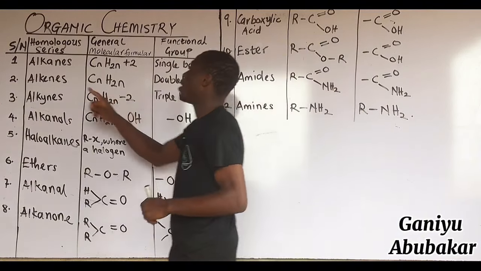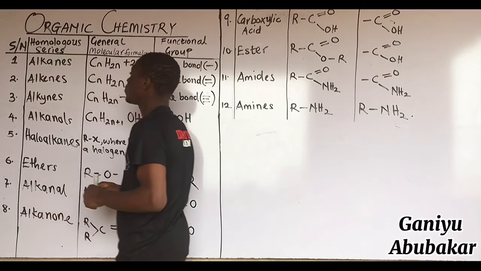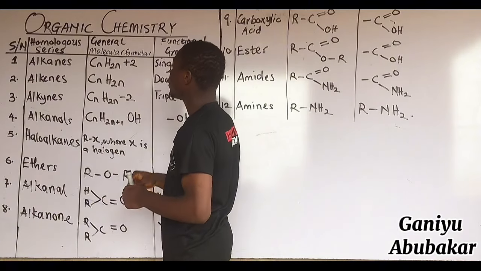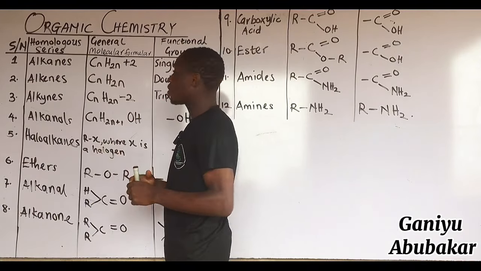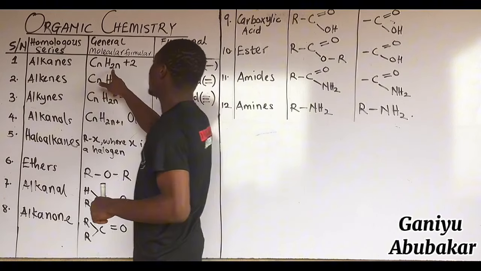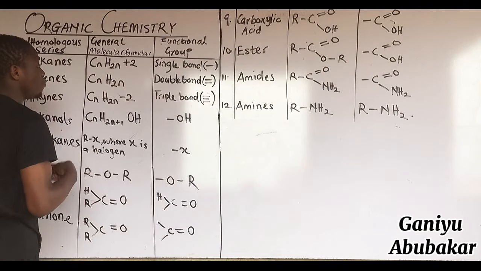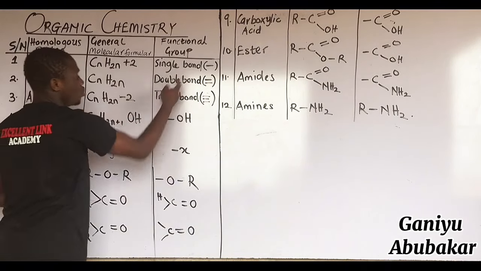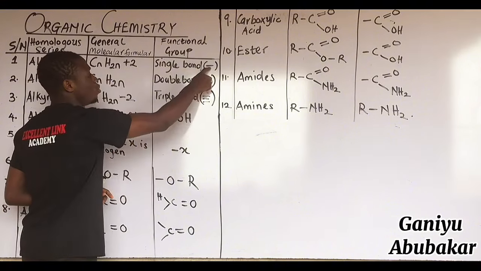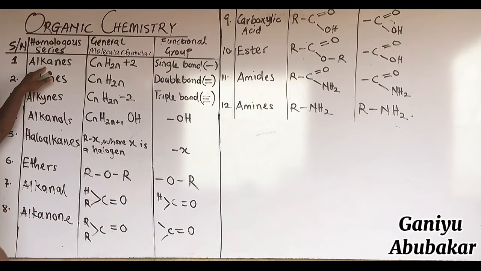So we start from the first one, the alkanes. The general molecular formula for the alkane is simply CnH2n+2, while their functional group is simply a single bond. So anywhere I'm seeing a single bond is what is an alkane.